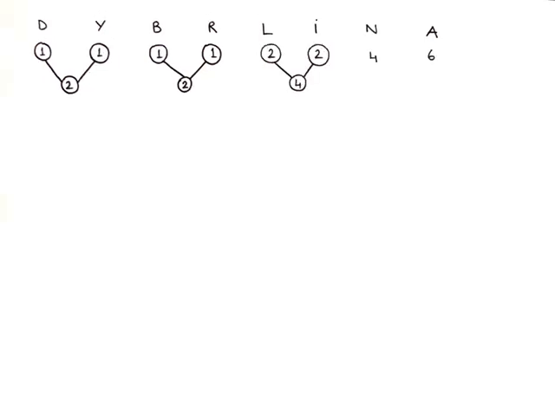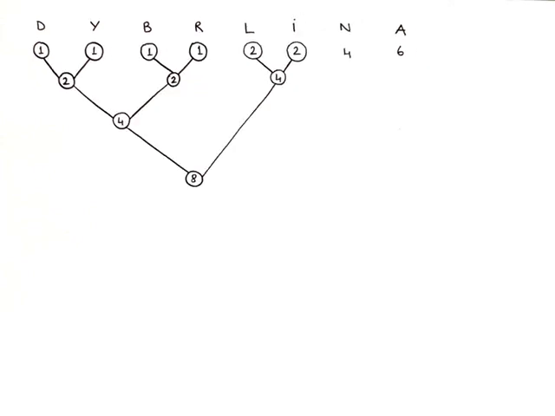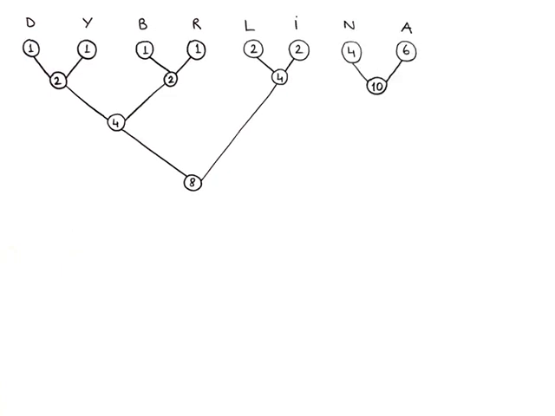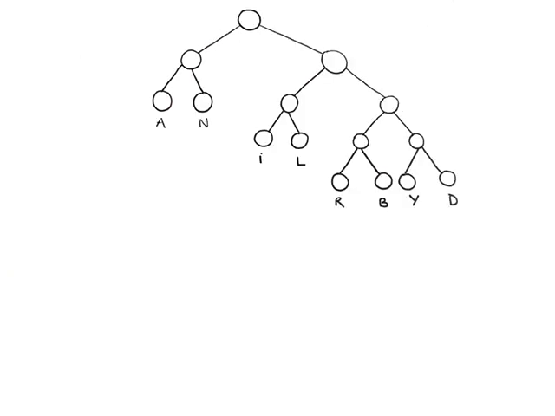We merge L and I next. Now we are taking these two 2's and join them. Then the two 4's here. Now the smallest pair of numbers left is 4 and 6. So we merge N and A, which gives us 10. As the last step, we join 8 and 10 and finish our tree.